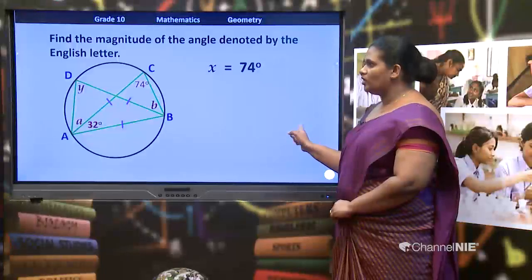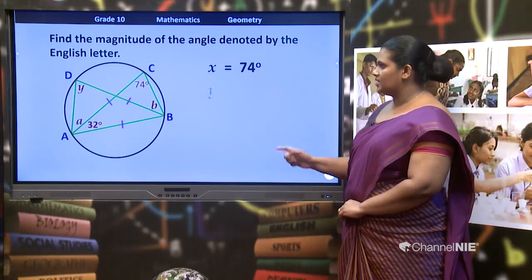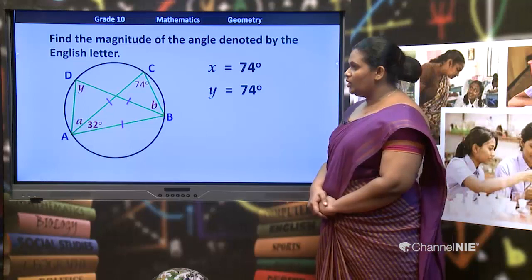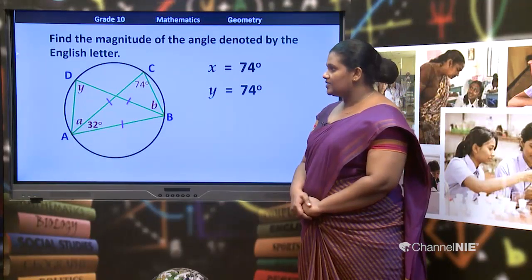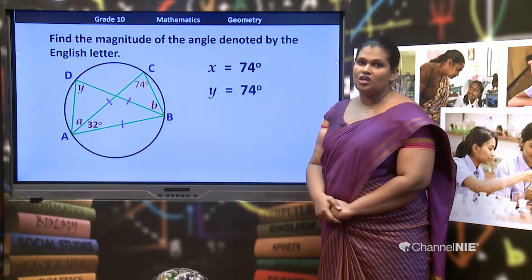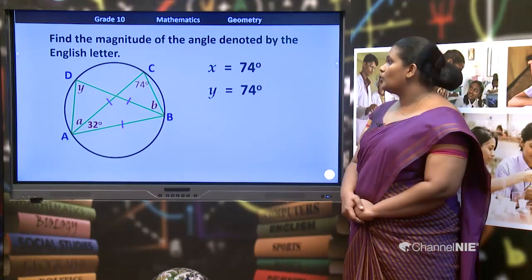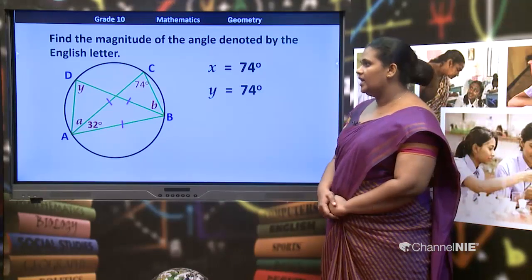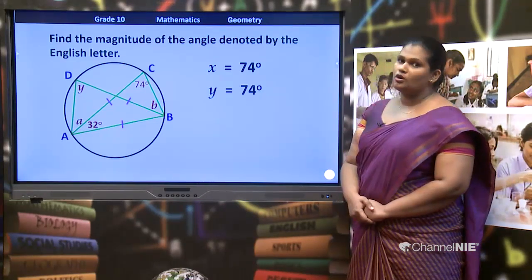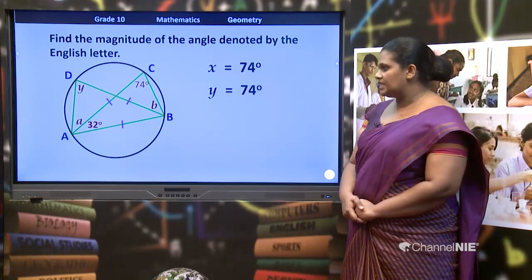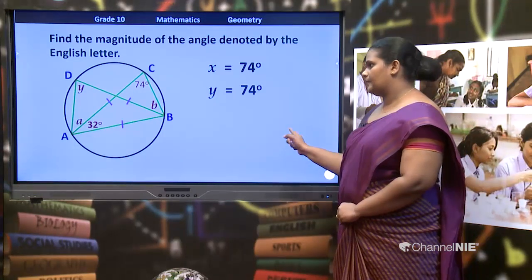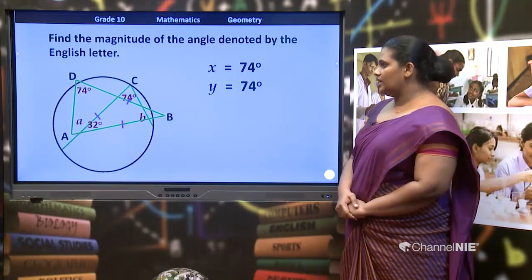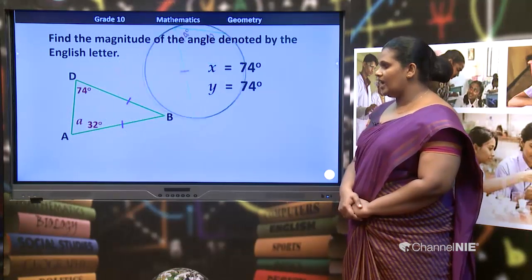Right. Now, we know the value of x. Then we will find the value of y. We know that x and y are two angles on the same segment. Therefore, the magnitude of x should be equal to the magnitude of y. Therefore, the magnitude of y is also equal to 74 degrees. Right. Then we will move on to another angle, that is A.